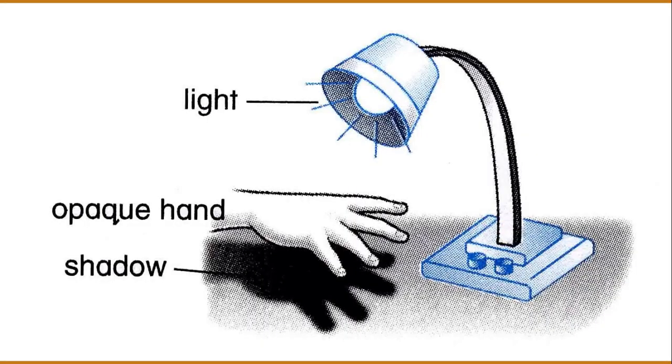When you look at this picture, you can understand that the light is blocked by the hand so that a shadow will be obtained on the back side of the hand. So, always a shadow is formed when light is blocked by an opaque object.